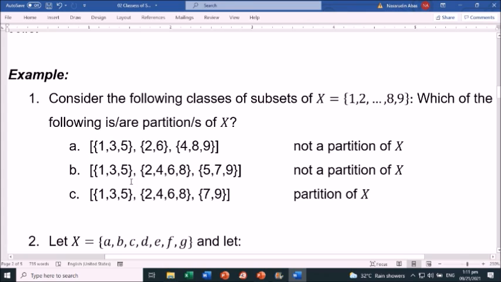For the letter B, let's look. This is also not a partition of X. Look, the 5 here is repeated. So there is a 5 here, and a 5 there, it cannot be repeated. So, just from that, we can say that this is not a partition of X. The letter C, this is actually the partition of X. Why? The elements of X were divided correctly, no element is repeated, and all are here. 1, 3, 5, then 2, 4, 6, 8, and then 7, 9.